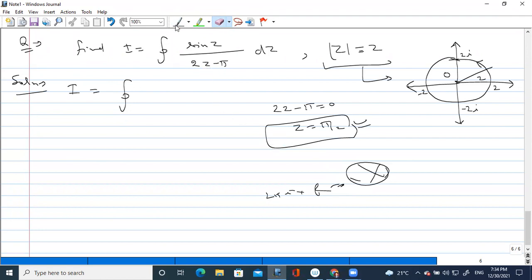And how to clear this Z? You just take 2 common from here, so that will be 1 by 2 outside, and then it will become sin Z by Z minus pi by 2. So now my Z is cleared, coefficient is only 1, so then you can proceed. So from here also I am getting the pole Z equal to pi by 2 only, but the answer will be different, and this answer only is accepted.